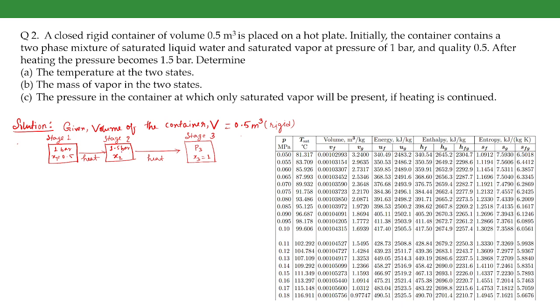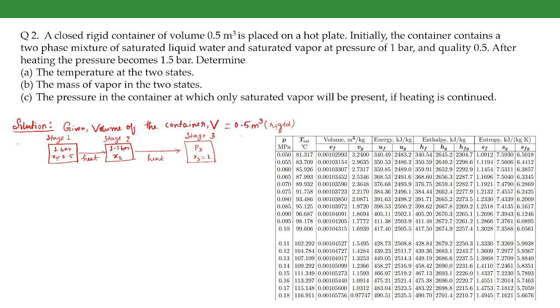We have to determine the mass of the vapor in the two states. Essentially the quality at stage 2 is not known. Now in the final part, if the heating is continued such that only vapor is present, that is the mass fraction of vapor becomes 1, that is the quality becomes 1, then what is the final pressure inside the container? So this is our problem in hand. How will we go about it?